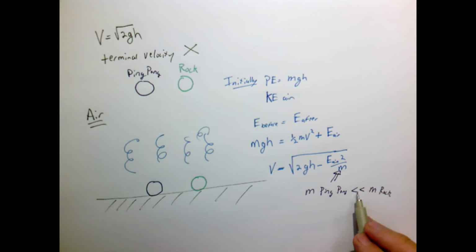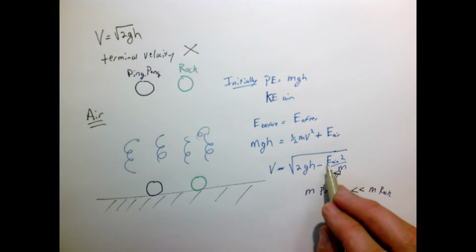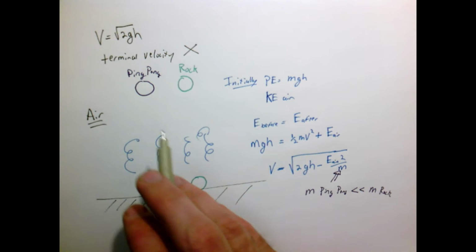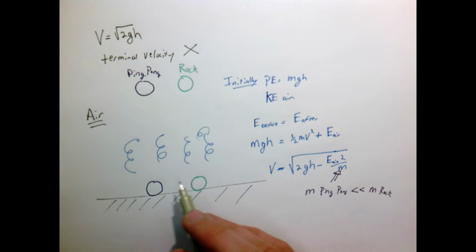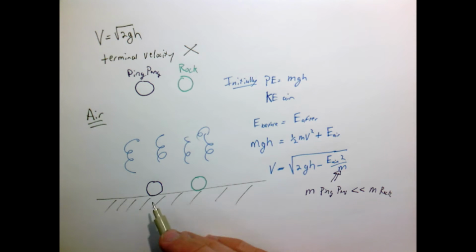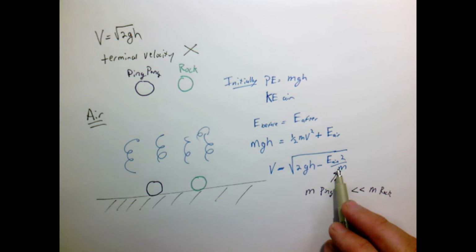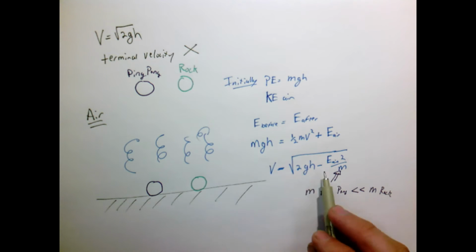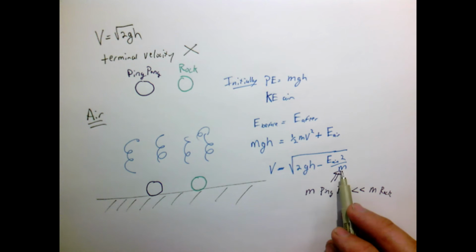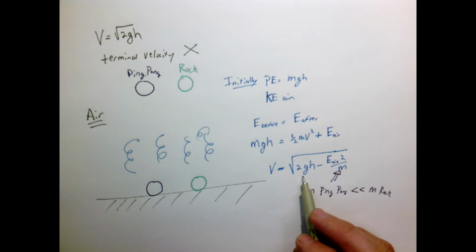So the mass of the ping pong ball is much, much less than the mass of the rock. So when it's the mass of the rock, the energy in the air gets divided by a larger number. Now, since the ping pong ball and the rock are the same size, we might suspect that the energy of the air might be comparable, since the size is the same, but in the rock's case, it's divided by a larger number. So the energy that's given to the air is a smaller fraction of the total energy that exists in the system. So the larger the mass, the closer we are to the ideal result. The smaller the mass, the more we depart.